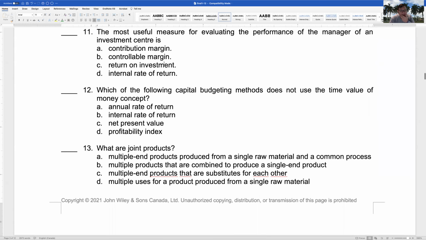Number 11, the most useful measure for evaluating the performance of the manager of an investment center. So we are talking about an investment center, okay? Make sure you read the question carefully. Which one is the useful measure? Contribution margin, controllable margin, return on investment, internal rate of return. So the answer is C, return on investment, right? For an investment center, return on investment is a useful measure.